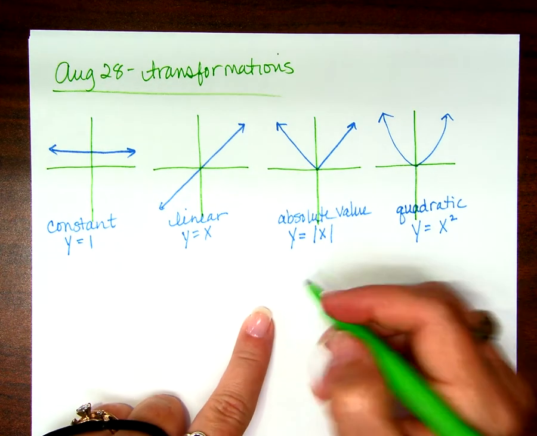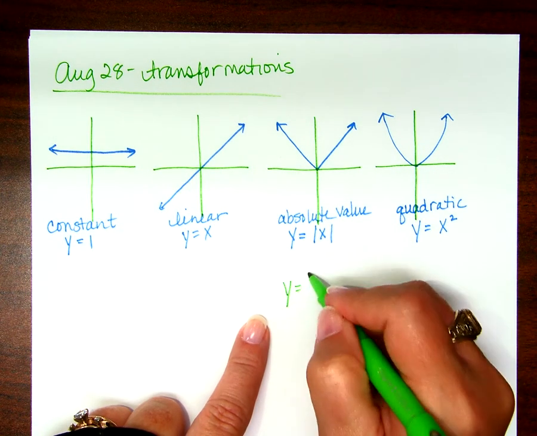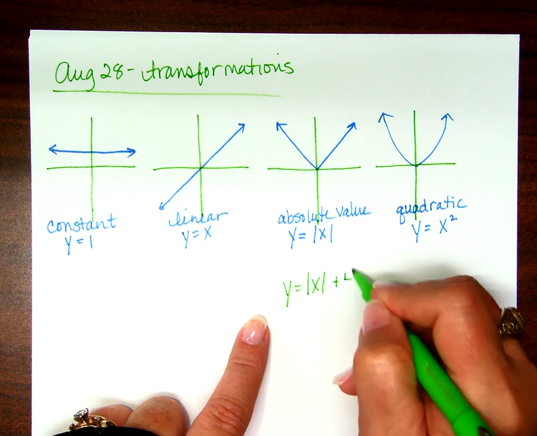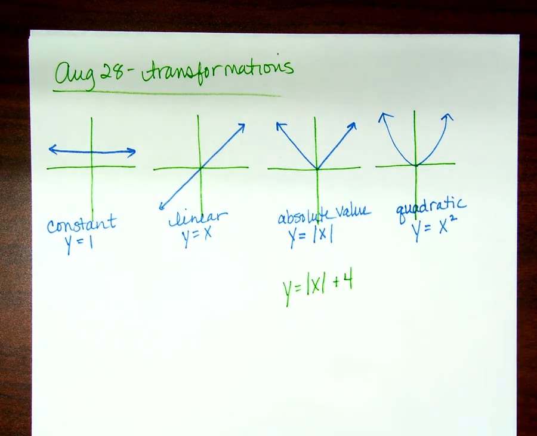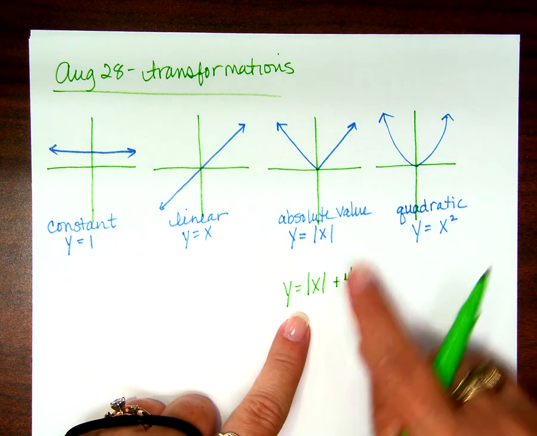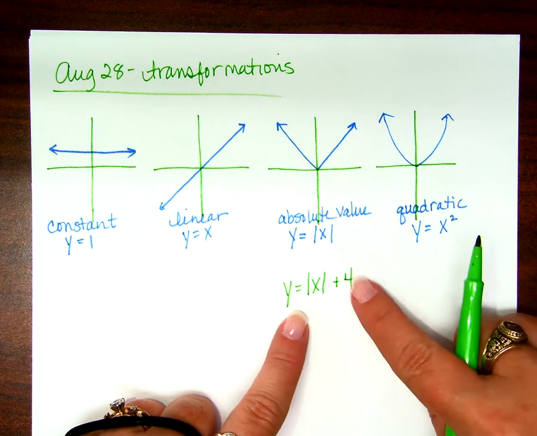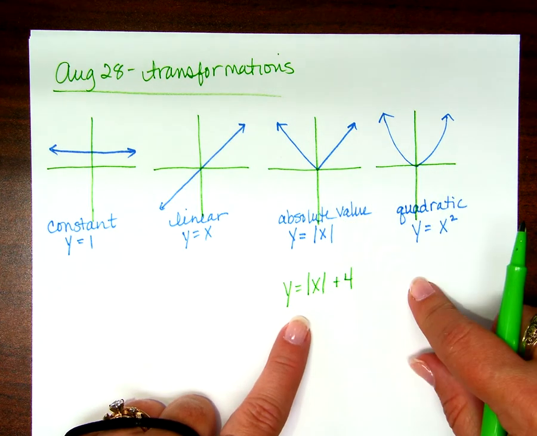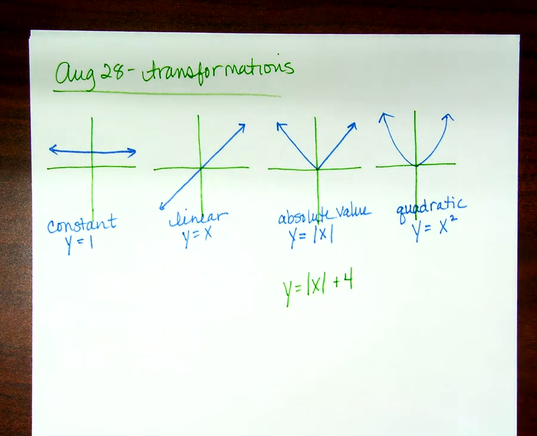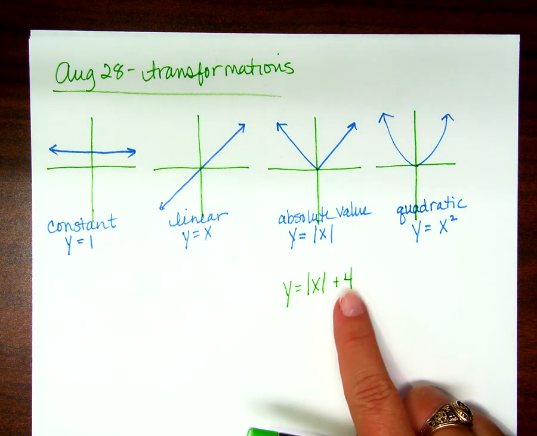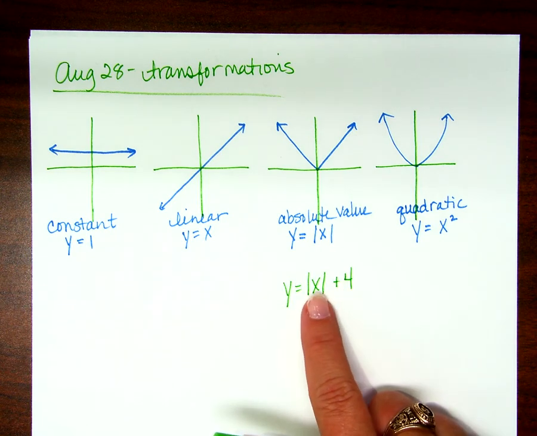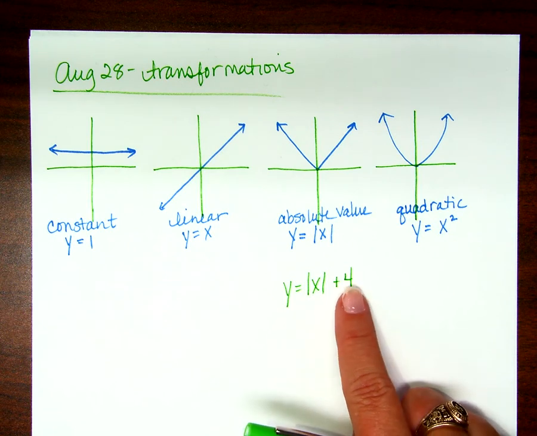So, what happens if I say, we're going to start here with absolute value. I'm going to give you an example. Y equals the absolute value of x plus 4. How do you think the graph of this function is going to change compared to the original parent function? It'll move up 4. Why do you think it'll move up 4? It's a change in the y values, right? So one way to think about it is this. Where is this 4 in relation to the function? Is it inside the function or is it outside the function?